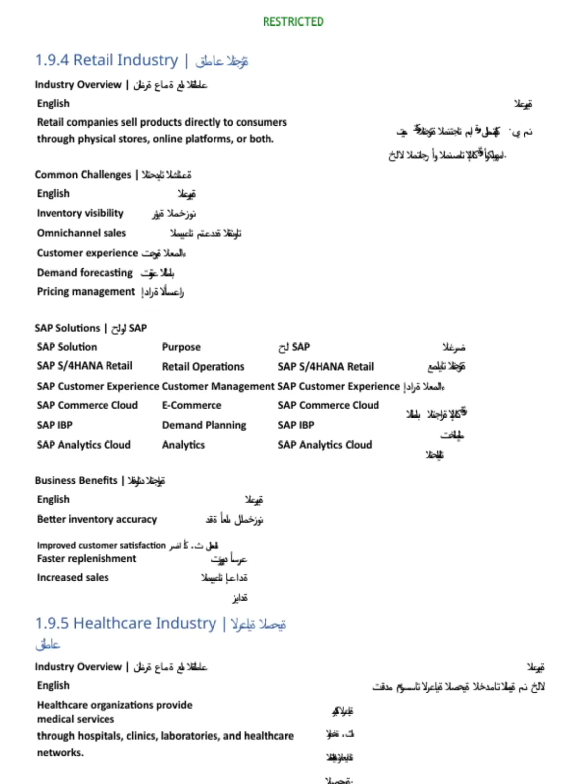Let's take a closer look at the healthcare industry and how it operates. Healthcare organizations deliver medical services through hospitals, clinics, labs, and networks. This sector faces common challenges like inventory accuracy and demand forecasting. To address these, businesses use solutions like SAP Commerce Cloud, SAP IBP, and SAP Analytics Cloud. These tools help improve inventory visibility, boost sales, and enhance customer satisfaction. Ultimately, the goal is to create a seamless experience for patients and providers alike, while driving operational efficiency across the healthcare landscape.